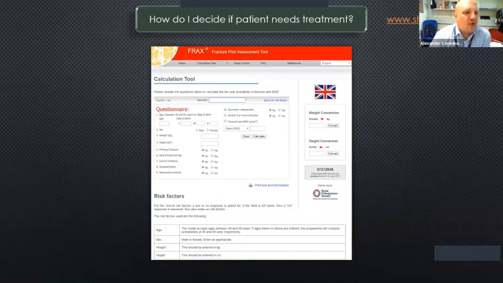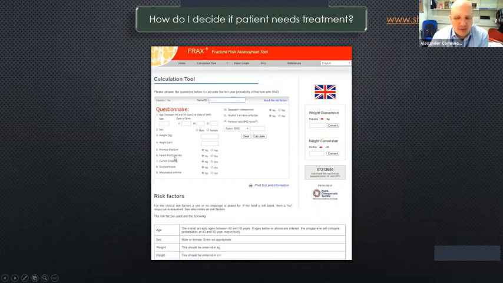When you Google FRAX, you'll come up with something like this. You can change the country of origin here, and you can enter the age, the sex, the weight, height, previous fracture. This is fragility fracture, so fall from standing height or less. Parent fractured hip, so always in your histories ask about parental history of hip fracture.